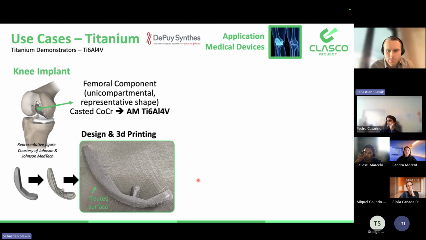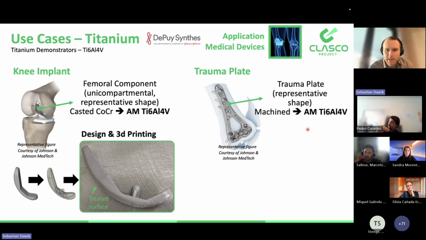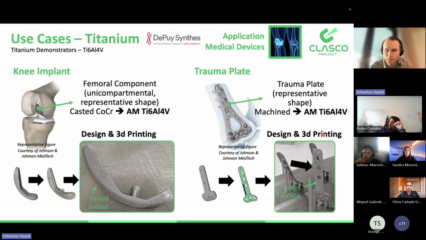The second use case is the trauma plate. It's used to be attached on bone to help the bone healing by itself. This is a representative shape. Previously, it has been machined. Now, the project aims to produce it from additive manufacturing. We also designed this part, optimized the design, and finally, we 3D printed these parts. And for example, here is afterwards the treated surface that we treat in the CLASCO project.